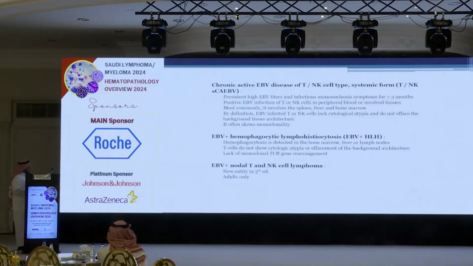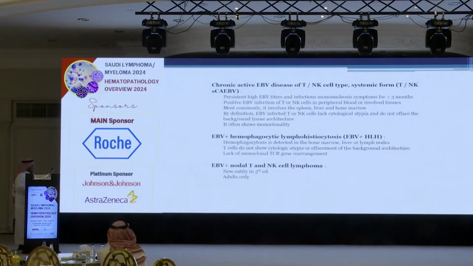The most important differential diagnosis for these cases is systemic chronic active EBV infection. Those cases usually present as a protracted disease with a long duration of symptoms, by definition more than 3 months. You'll have the positive EBV infection. Most commonly, it involves the spleen, liver, and bone marrow. But the most important thing is the long protracted course and the lack of cytological atypia in those patients.